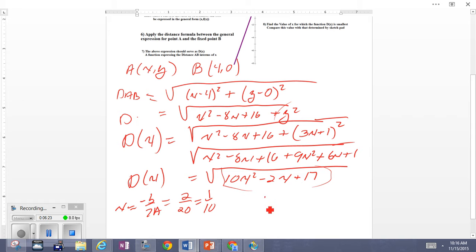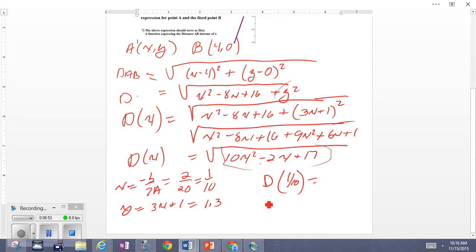The minimal distance will be d of 1/10, which simply means plug that value back into this function. The y-coordinate is given by the equation 3x plus 1, so 3 times a tenth, or 3/10, plus 1, so it's 1.3. The point at which the minimal distance is obtained is (1/10, 1.3), or (0.1, 1.3). The minimal distance I leave to you to compute.